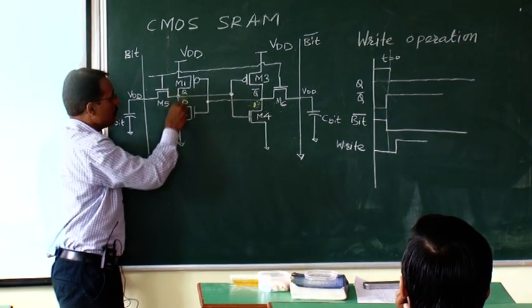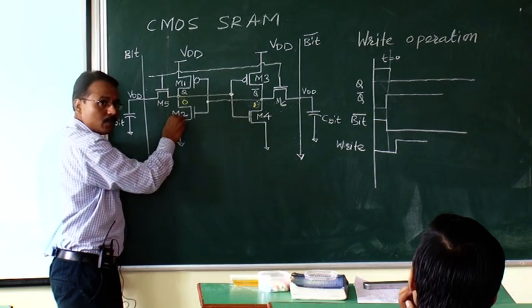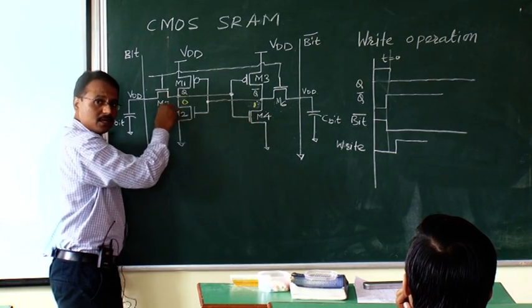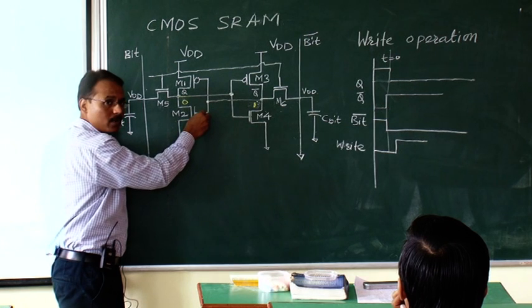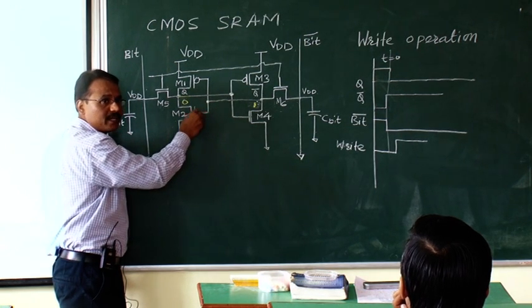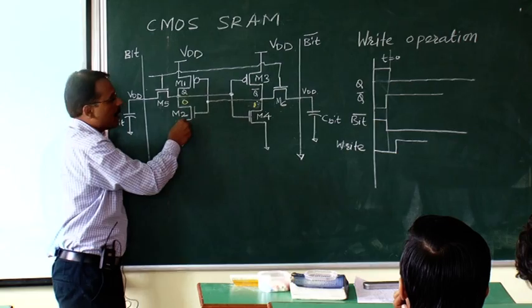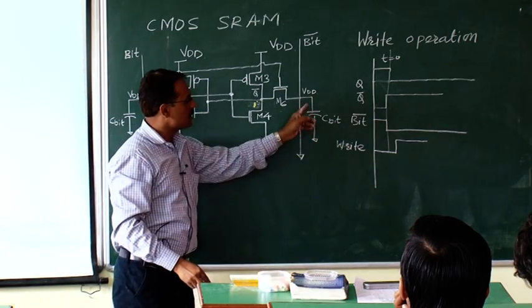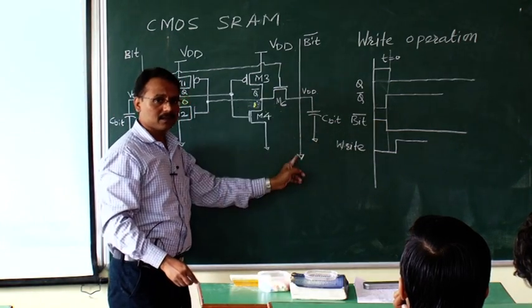Then what do you have to do? You have to turn off this transistor. There is only one way to turn off this transistor: make the voltage at this point less than VTN of this transistor. And therefore, what happens basically? You are making this bit bar line 0.